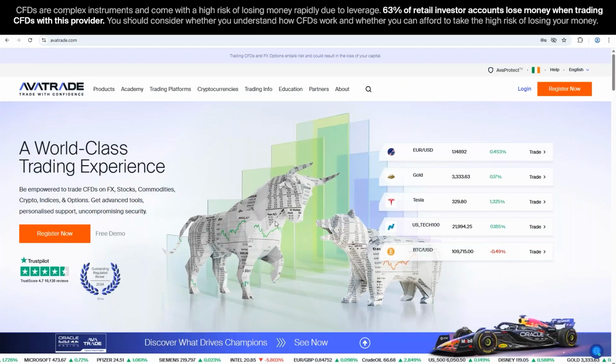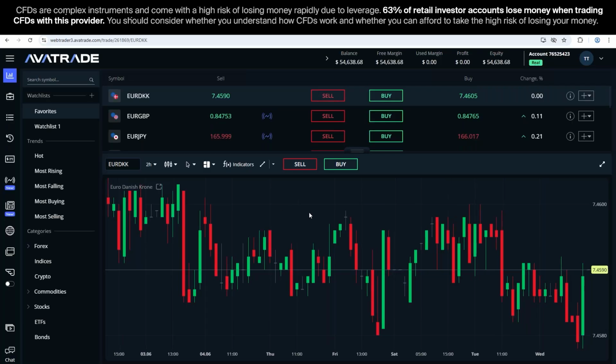Now, from our main website, we can go ahead and log into the web trader platform in the upper right-hand corner, which allows you to trade on both the MT4 and MT5 accounts. And you'll find that it has the same functionalities and features as the AvaTrade app as well.